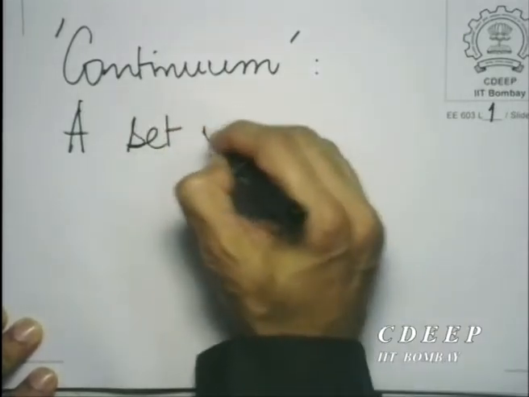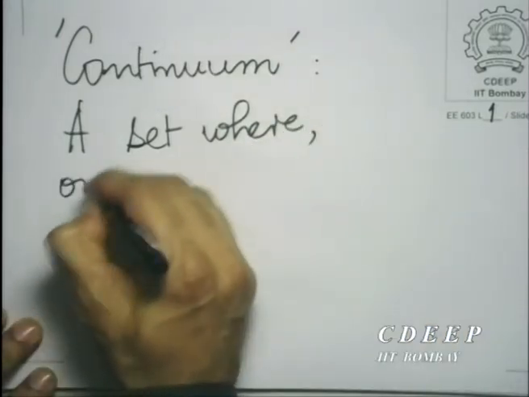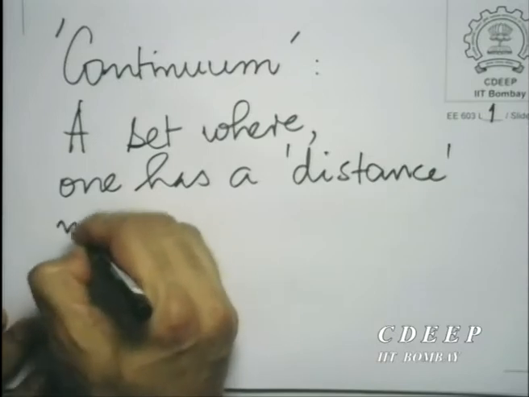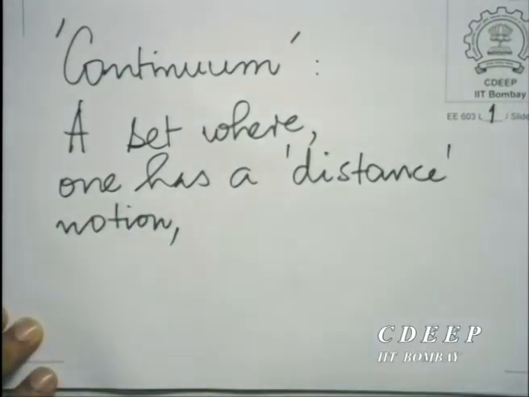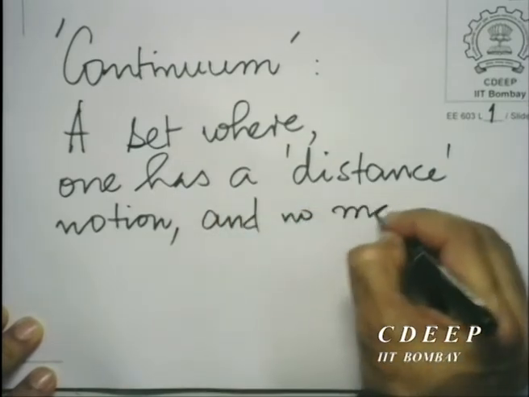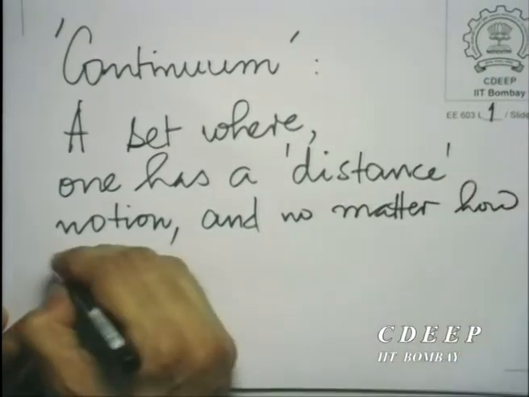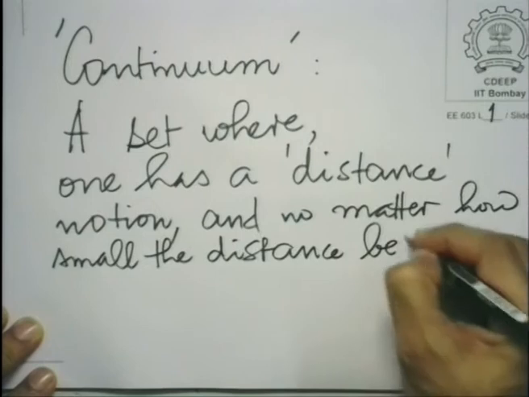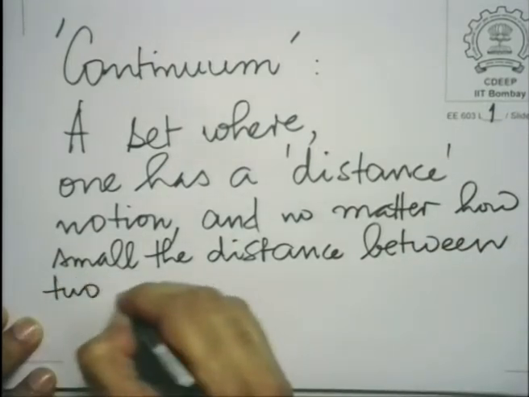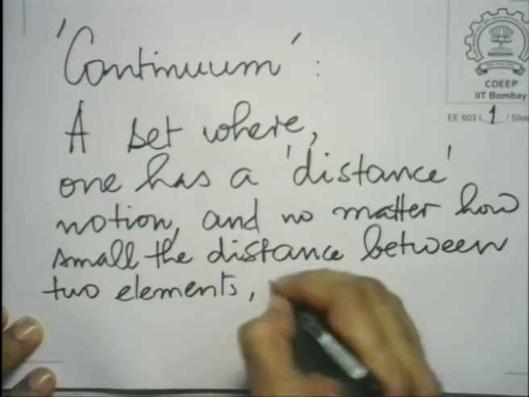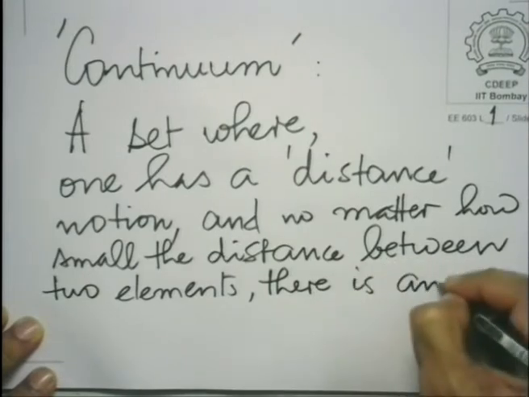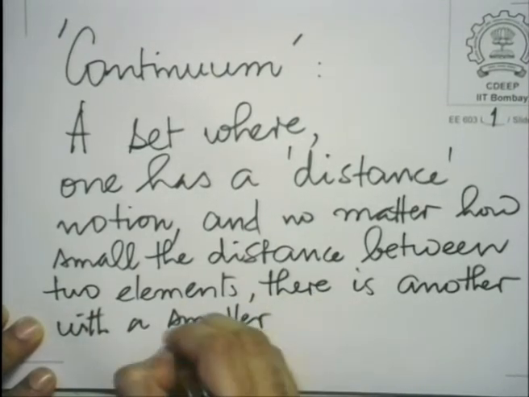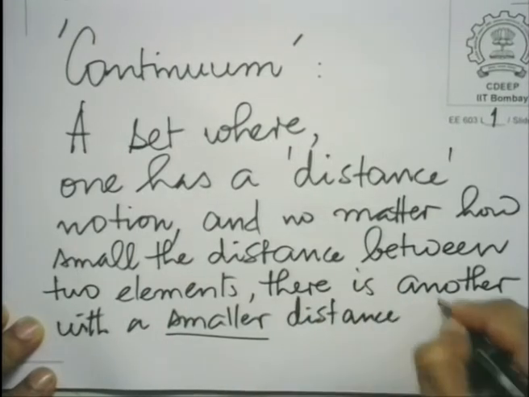So we introduce this idea of a continuum, formally the idea of a continuum. A set where one has a distance notion. No matter how small the distance between two elements, there is another with a smaller distance from both.